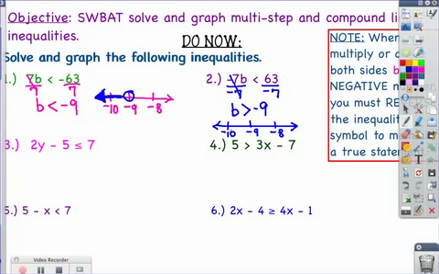Negative 9 is not a solution of the inequality, so we draw an open circle on negative 9. Solutions are greater than negative 9, so we color the solutions to the right.